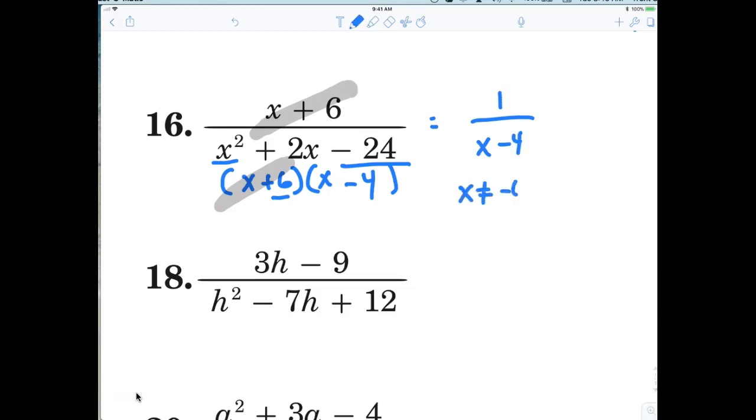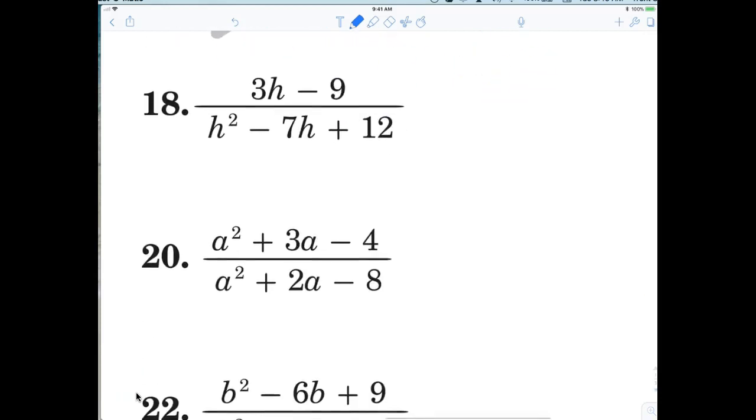X cannot equal negative 6 or 4. All right, pretty straightforward. 18.